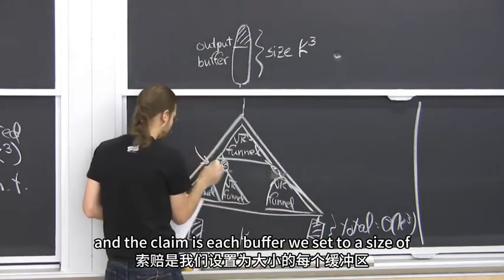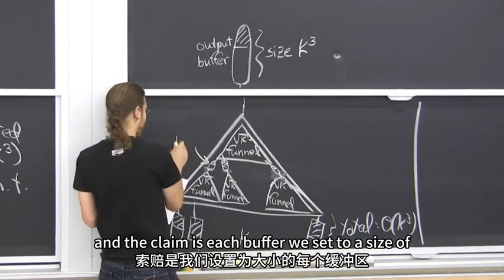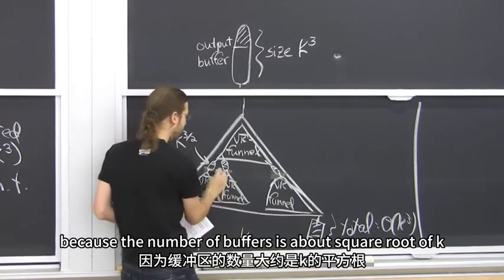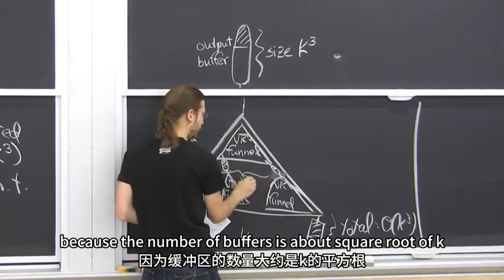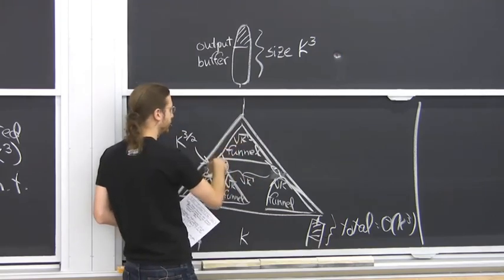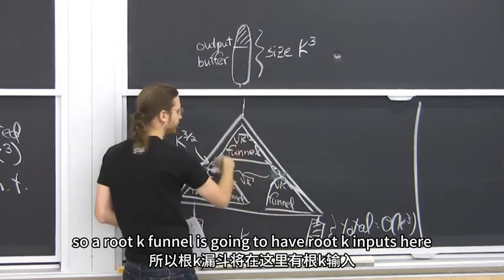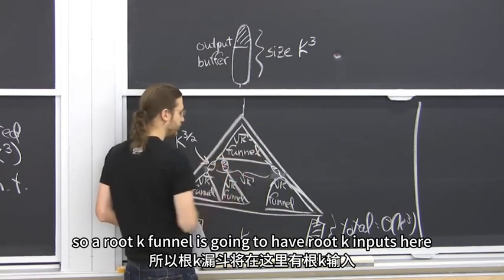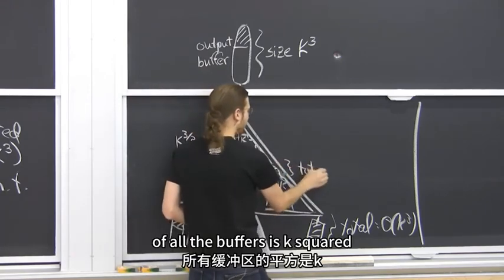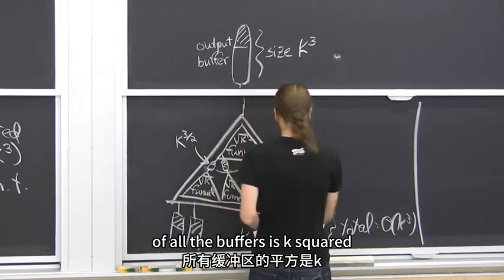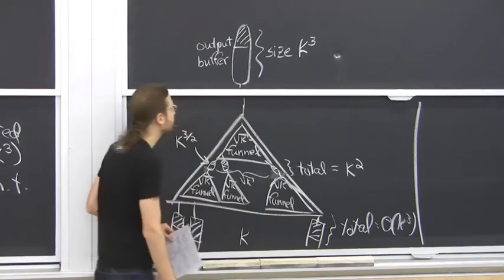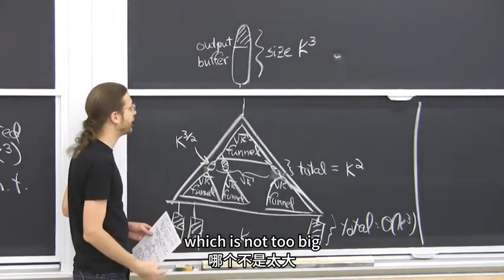And the claim is each buffer we set to a size of k to the 3/2, because the number of buffers is about square root of k, because there's one per leaf of this funnel. And a k funnel has k inputs, so a root k funnel is going to have root k inputs here. And so the total size of all the buffers is k squared, which is not too big.